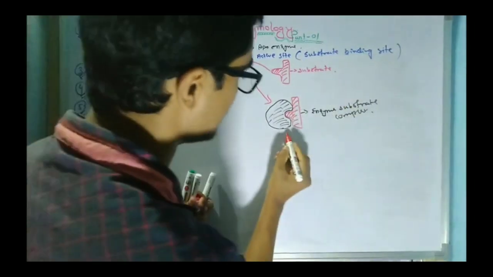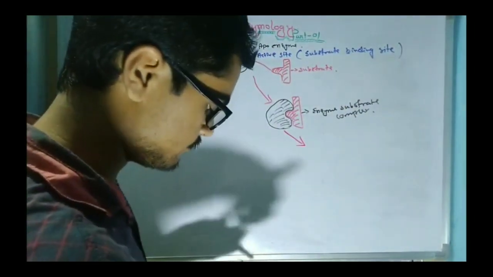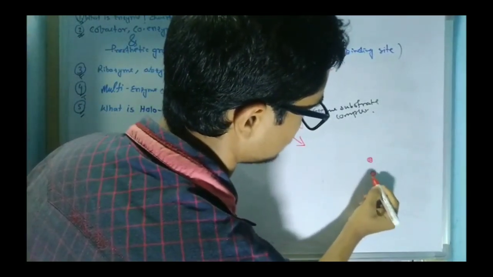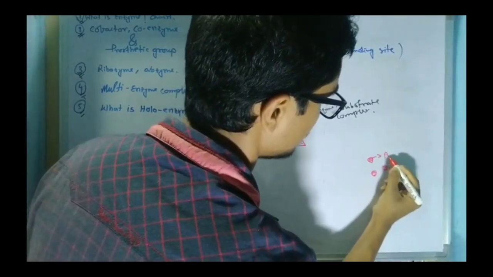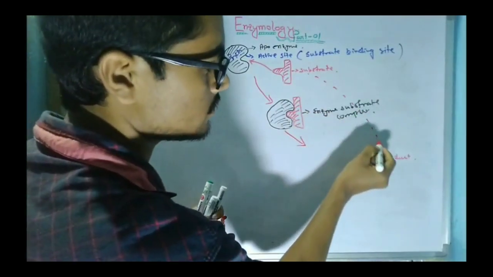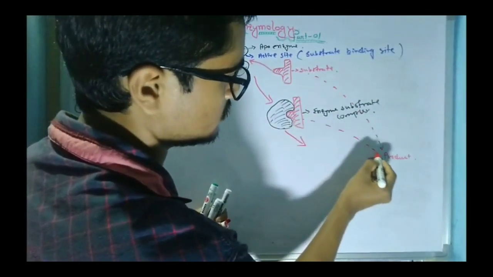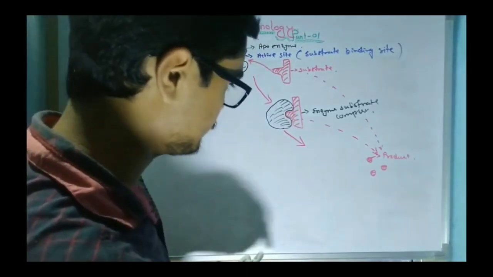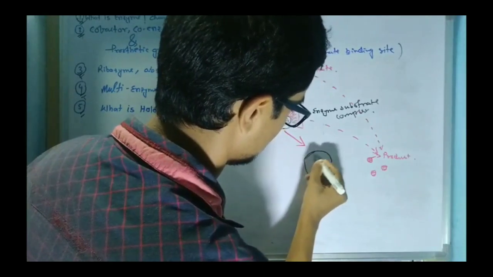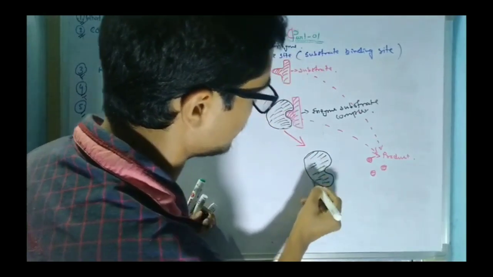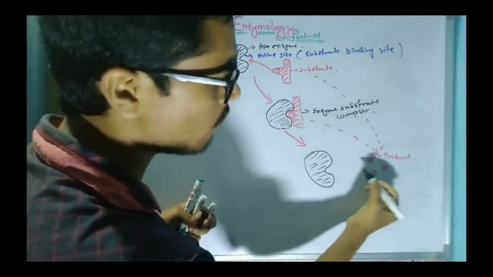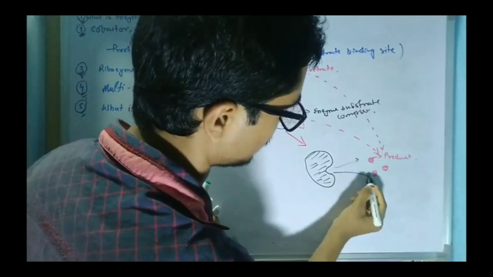Now from this enzyme substrate complex, after some time we will find our product. This is our product which we will gain from this substrate. Both are similar. This is the part of our apoenzyme, and this substrate which was previously attached to this enzyme has now become some product.